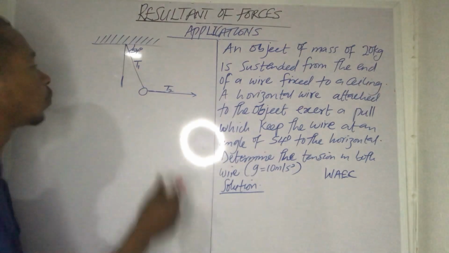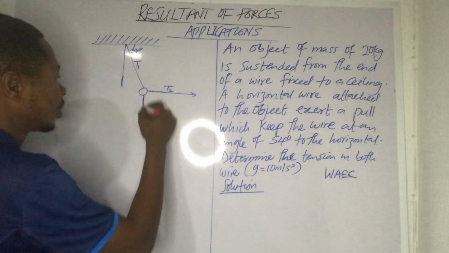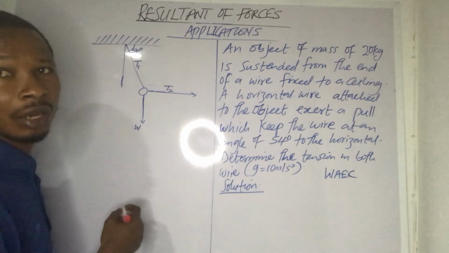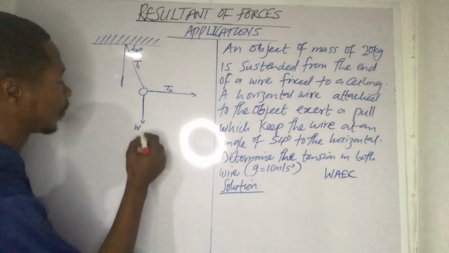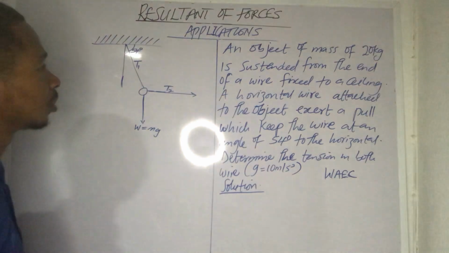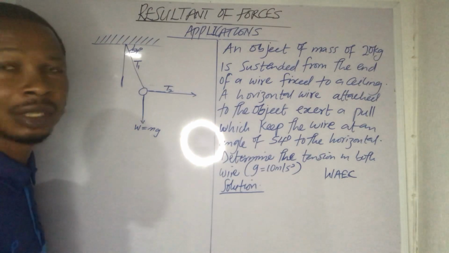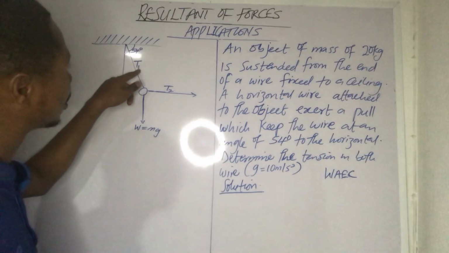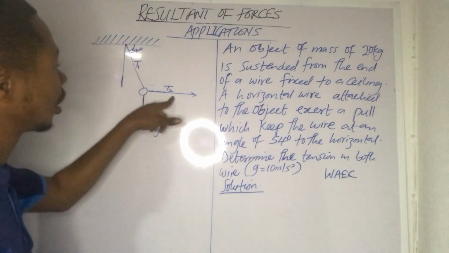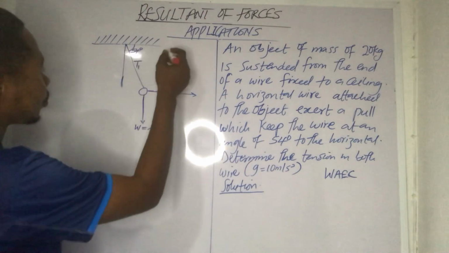And if you recall, the weight of the object will be acting downward. This object, the weight W, will be acting downward. And recall that W, weight of an object, is given by mg, that's mass times acceleration due to gravity. Then this is our diagram. Then how do we determine the tension in this string and in this wire, the first wire and the second wire? Now I'll first complete this triangle.